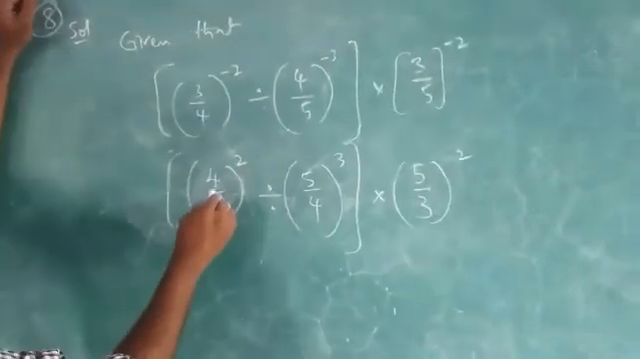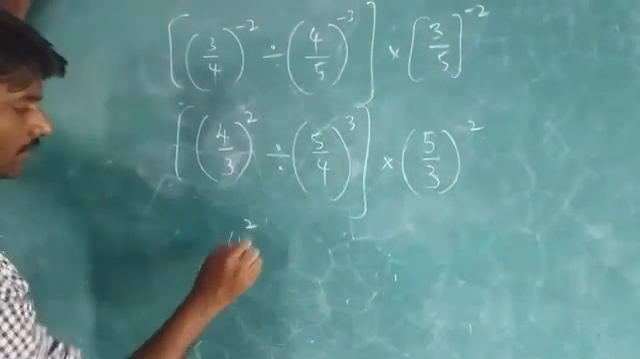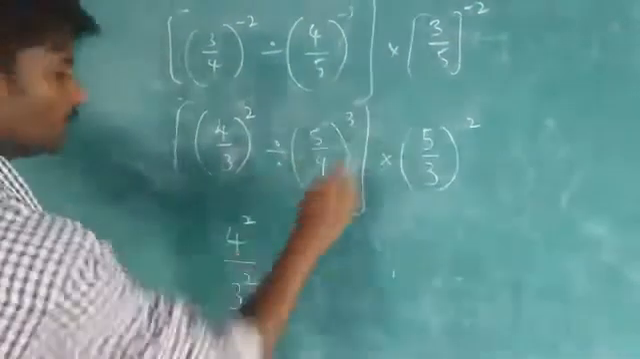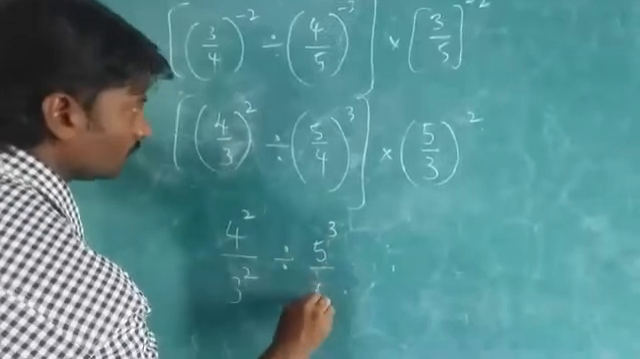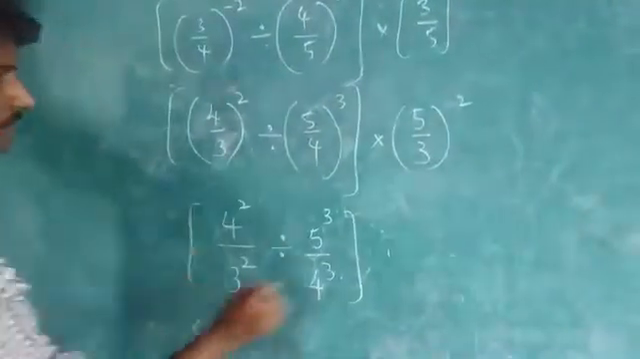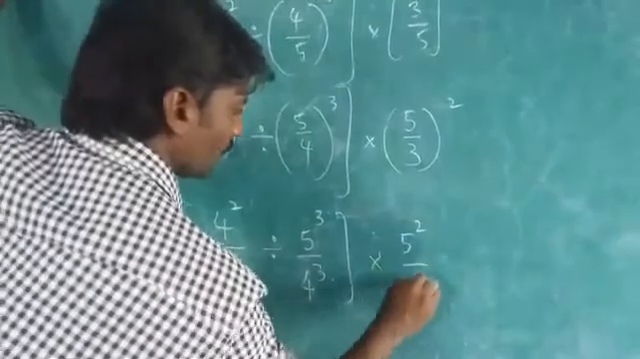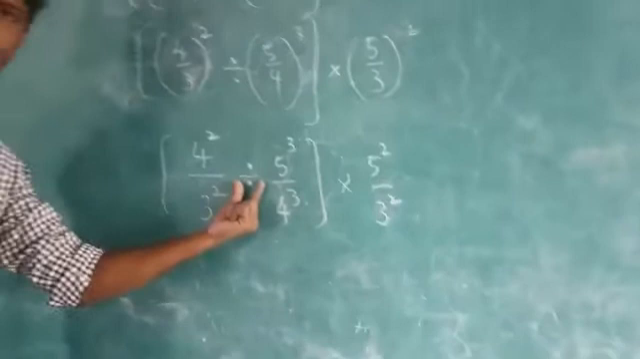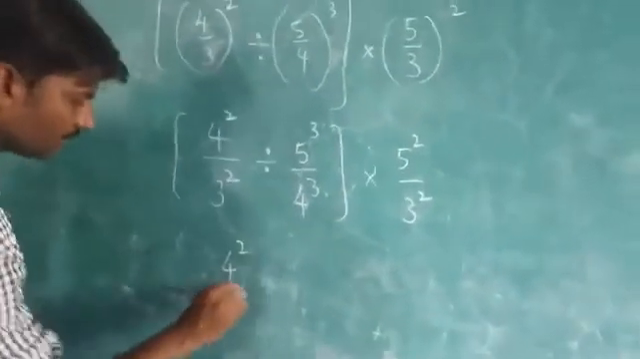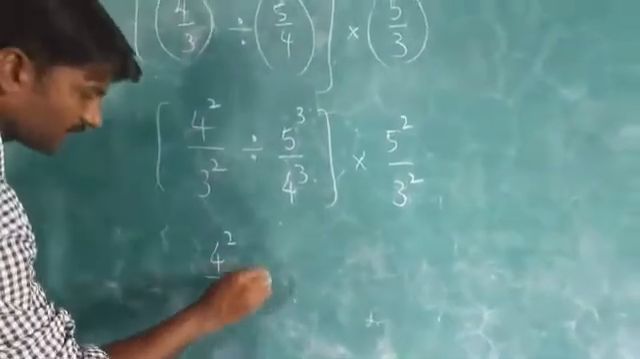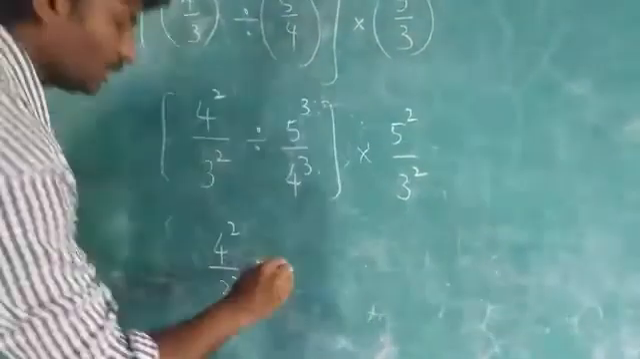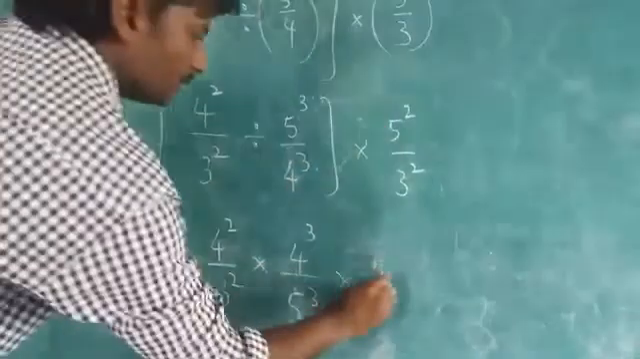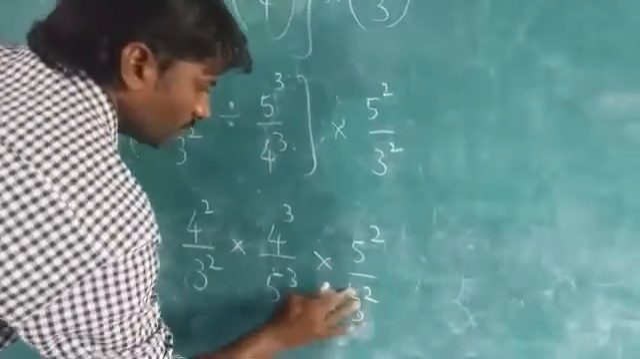Now, look at the board. Now I can write here 4 square on 3 square divided by 5 cube on 4 cube, separately cube into 5 square on 3 square. A small thing you do, children: here the division symbol is there. Just now I told you, whenever you have a division symbol, you make it a multiplication symbol and write the reciprocal, that is 4 cube on 5 cube. Now continue this one, 5 square on 3 square.